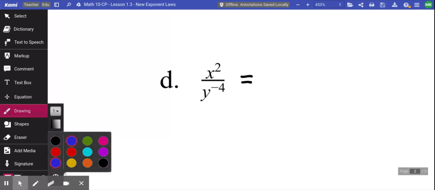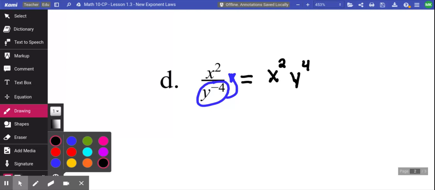Identify your negative power. My negative power is right there. The x squared is positive, so it shouldn't move. Only negative powers move. That thing needs to move to the top. When you move it to the top, the x squared is still there. Now the y to the power of 4 is beside it. And it turned positive because I moved it from the bottom to the top.